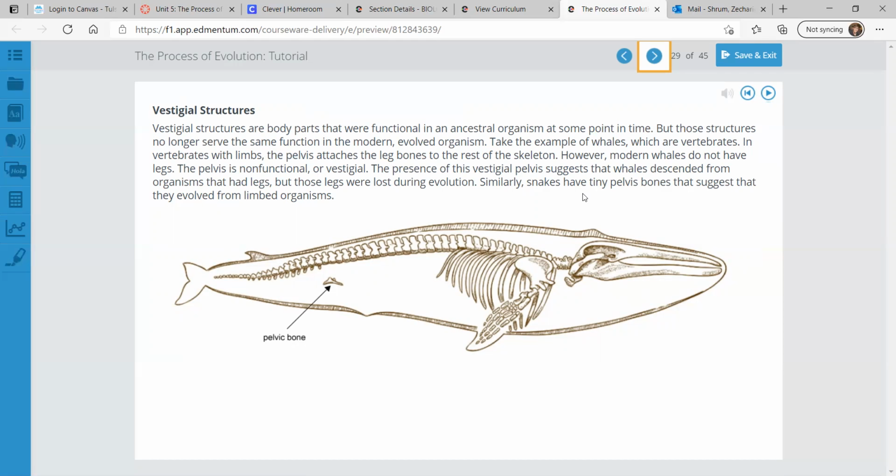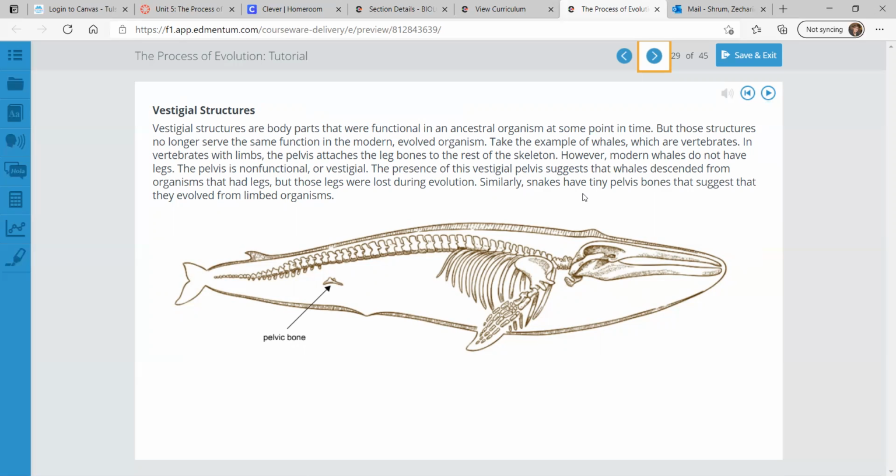They are vertebrates. In vertebrates with limbs, the pelvis attaches the leg bone to the rest of the skeleton. However, modern whales do not have legs. The pelvis is non functional or vestigial. Vestigial means it doesn't work anymore. So, the presence of this vestigial pelvis suggests that whales descended from organisms that had legs, but those legs were lost during evolution.